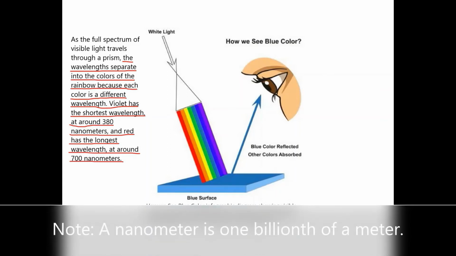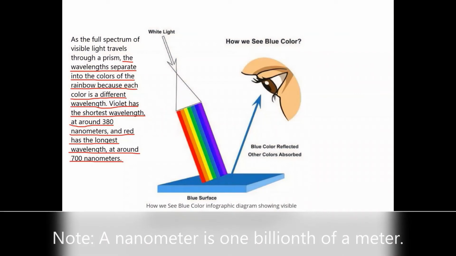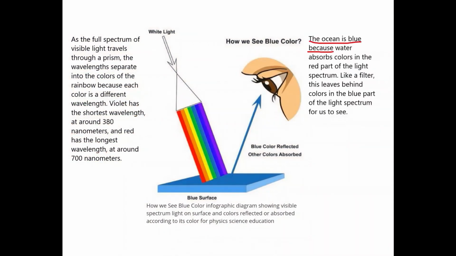Okay, so having read that, let's look again at that first reading we did at the start of the video. It says here, the ocean is blue because water absorbs colors in the red part of the light spectrum. Like a filter, this leaves behind colors in the blue part of the light spectrum for us to see. So I've got this prism here that's showing you where the red part is of the light spectrum. And then if you look down below here, there's the blue part.